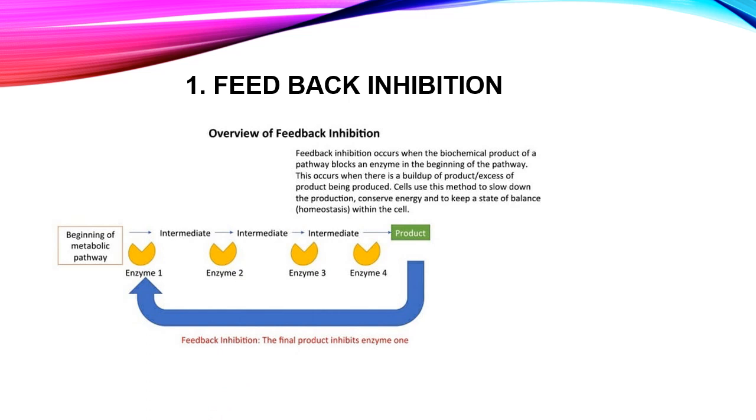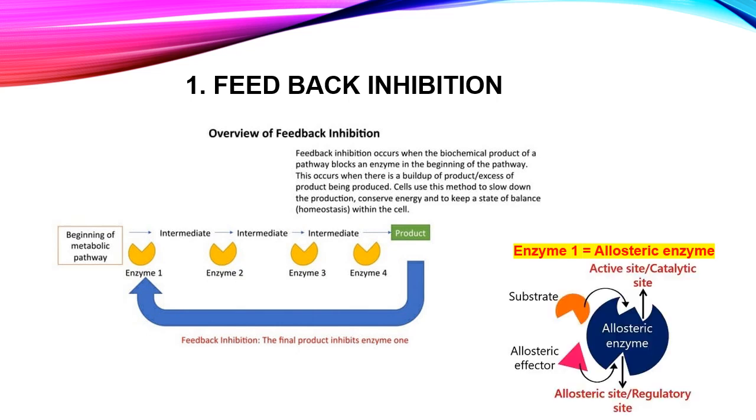Now let's look at this enzyme 1. The first enzyme in this pathway is an allosteric enzyme. Now, what is this allosteric enzyme? I will just give you a brief idea about this allosteric enzyme. An allosteric enzyme is one which has an active site or a catalytic site where a substrate can bind, and a different allosteric site or a regulatory site where an allosteric effector can bind. Now let's consider this enzyme 1 as an allosteric enzyme.